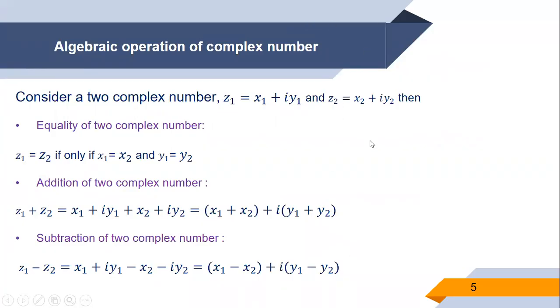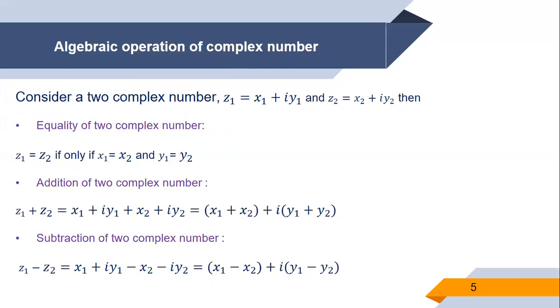Now algebraic operations of complex numbers. In this slide we discuss if two complex numbers are given, how to add both, how to multiply both, how to subtract both, how to divide both, and how to equate both. So consider two complex numbers, z1 is equal to x1 plus iy1 and z2 is equal to x2 plus iy2.